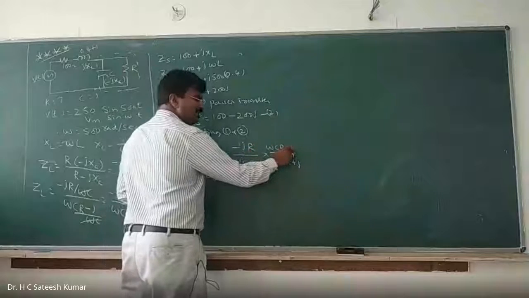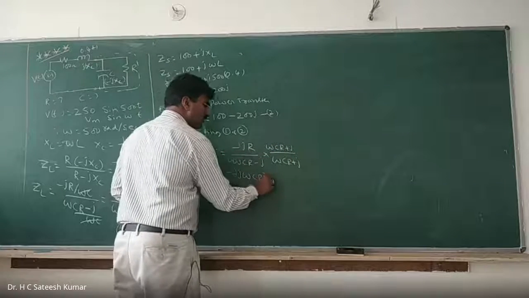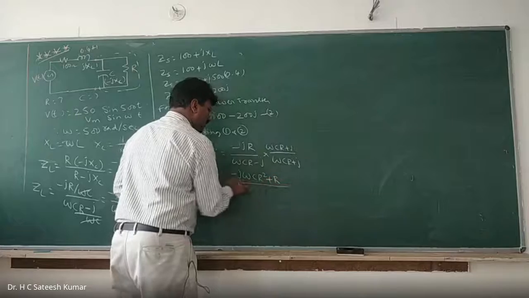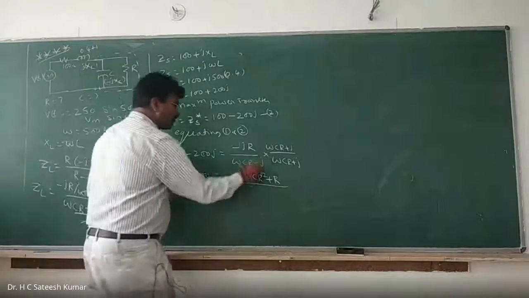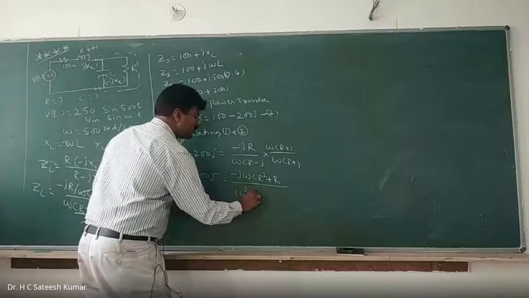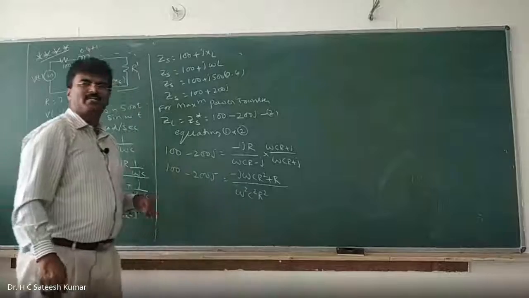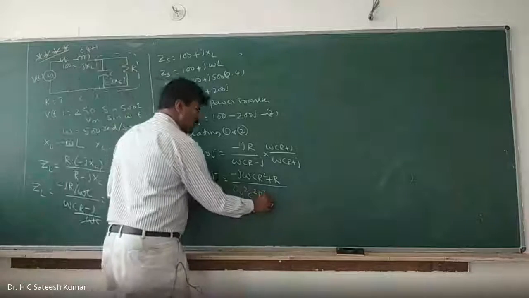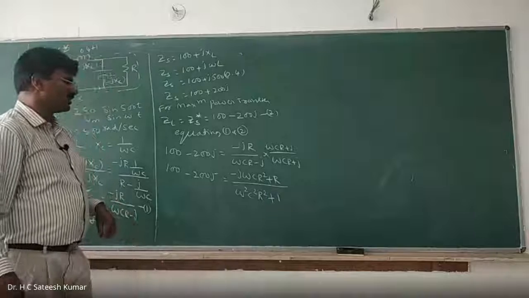J into J? J square minus 1. Minus into minus plus. Plus R we can write it, divided by, what is that we have? A plus B into A minus B. Omega square C squared R square is equal to J square. A plus B into A minus B. J square is what? Minus 1. Minus of minus is what? Plus 1, you will get it. So therefore, what is that you can write it?